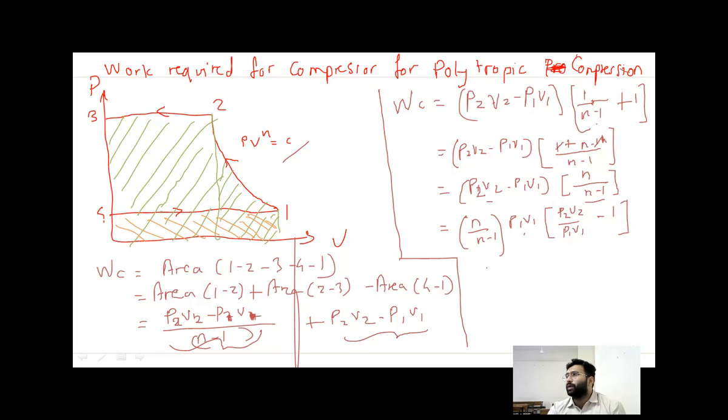Now see, this process is polytropic. That means P1 V1 raised to n will be equal to P2 V2 raised to n. Okay. Now here I will take V2 and V1 on one side, P1 and P2 on another side. So here I will take P1 divided by P2 will be equal to V2 raised to n divided by V1 raised to n, will be equal to V2 by V1 raised to n. Okay.